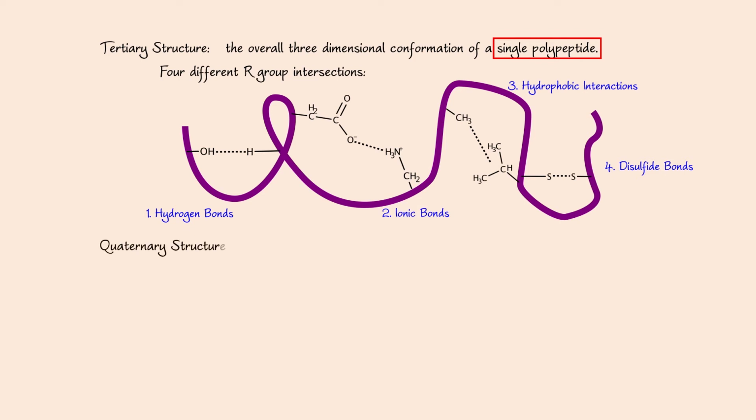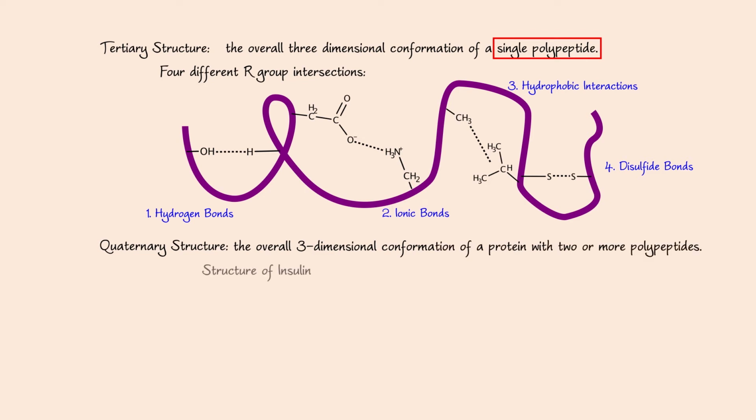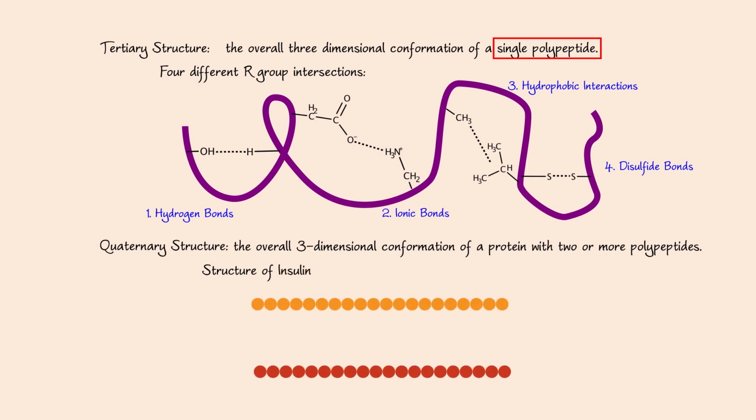The quaternary structure is the overall three-dimensional conformation of a protein with 2 or more polypeptides. This structure results from the same 4 R group interactions found in the tertiary structure. The only difference is that these interactions take place between 2 or more polypeptides. The structure of a protein is particularly important.